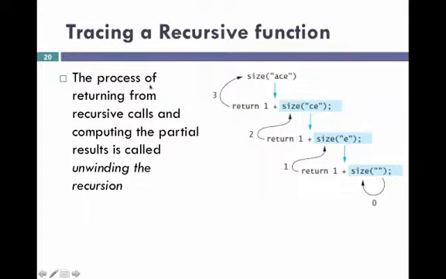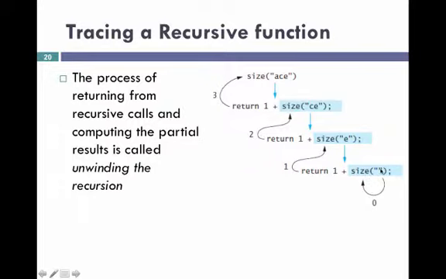Let's see how to trace a recursive function. The process of returning from recursive calls and computing the partial results is called unwinding the recursion. So we start here with a call to size with the string ace of length 3. Since the string's not null, we will return 1 plus the size of the string CE. And this recursive call, size CE, represented by this blue arrow, will return 1 plus a recursive call to the size of E.